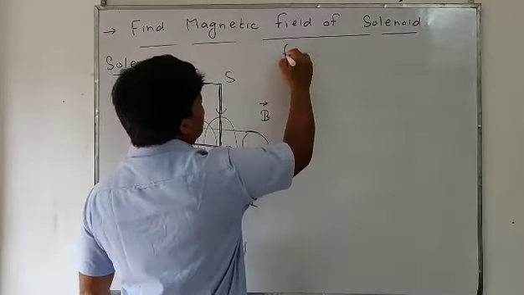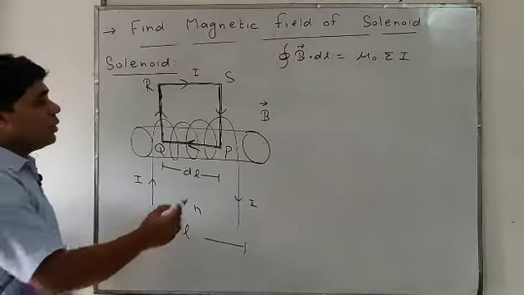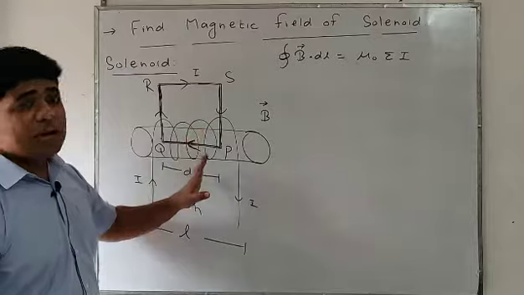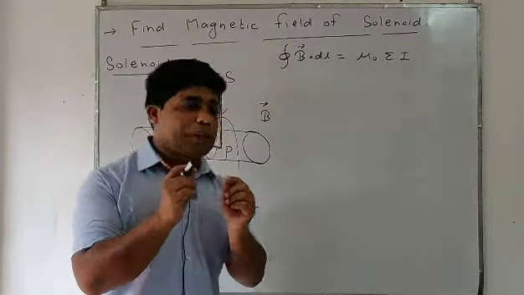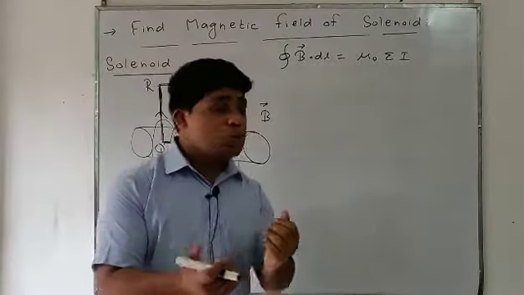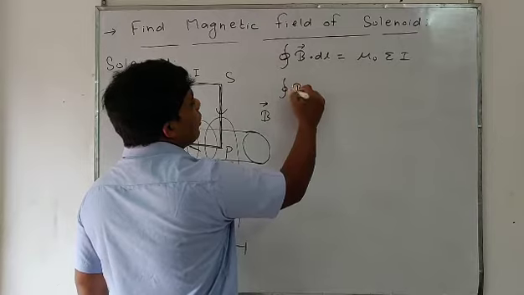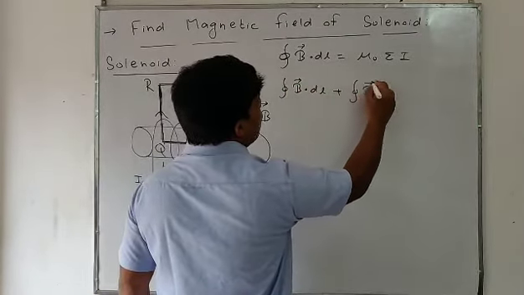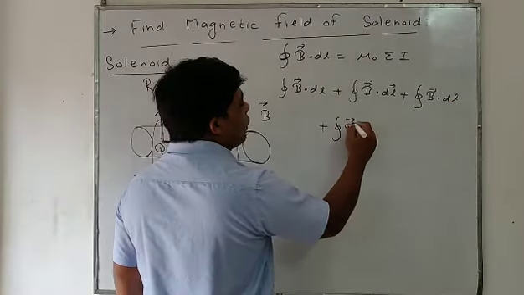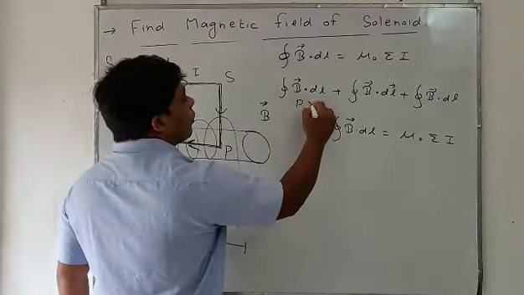So what is Ampere circuital law? Closed integration of B dot dl equals mu naught sigma I. Students, this PQRS closed Amperian surface is made by 4 wires: PQ, QR, RS and SP. All those individual segments will produce a magnetic field. PQ wire will produce a magnetic field, QR, RS, SP. All the sides will generate a magnetic field. So I'm going to break this B dot dl into 4 parts, because each individual wire will produce a magnetic field. So I'm going to write closed integration of B dot dl over PQ plus over QR plus over RS plus over SP equals mu naught sigma I. Now I'm going to explain this B dot dl produced by the PQ wire.